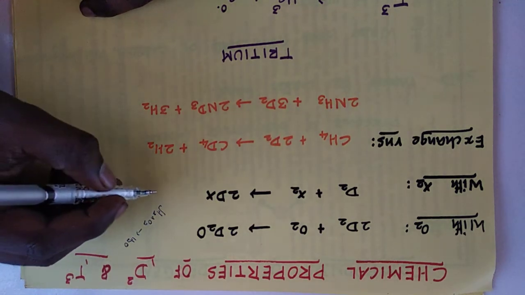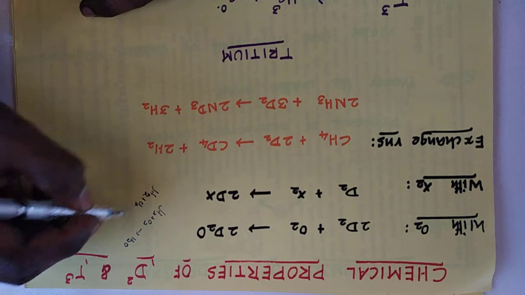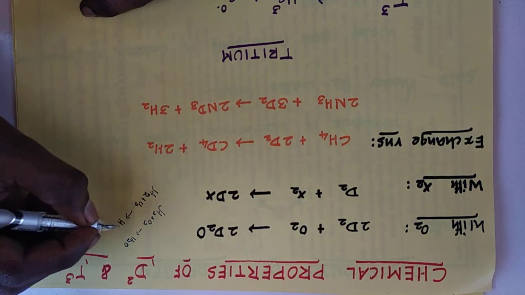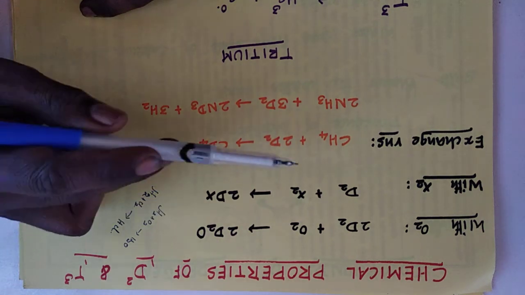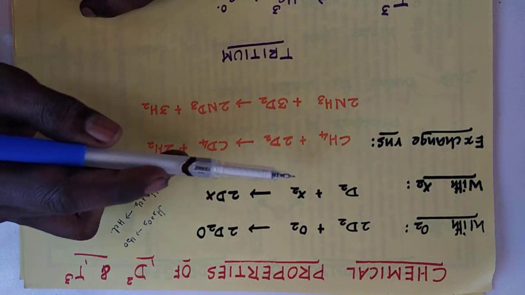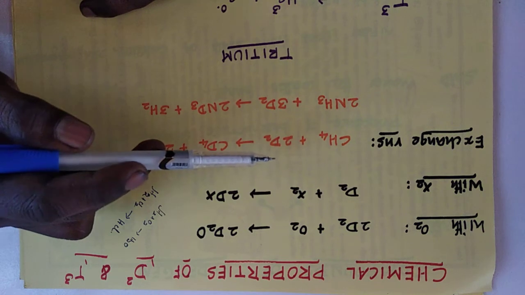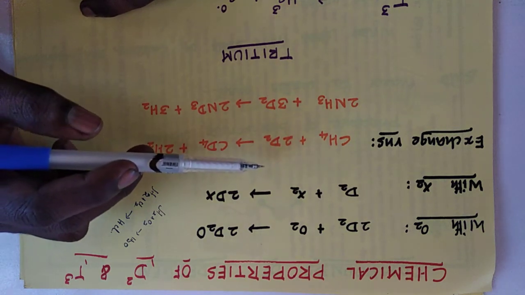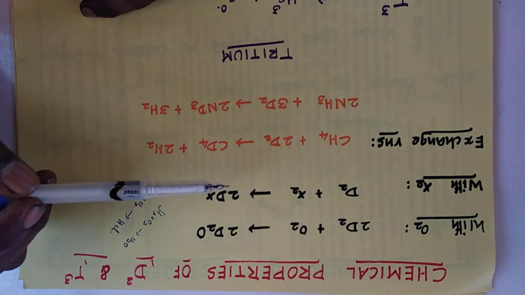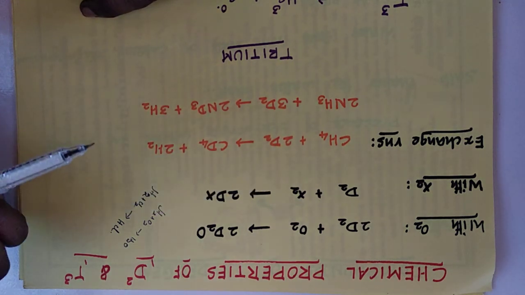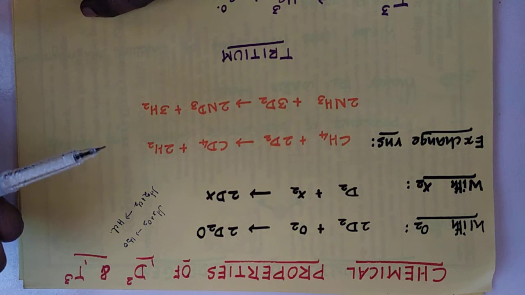Likewise, look at another example. H2 plus Cl2 gives HCl. In the same way, instead of H2, D2 is reacting. D2 plus X2, where X is the halogen. The halogen may be fluorine, chlorine, bromine or iodine. So D2 plus X2 gives 2DX, the formation of deuterohalide.